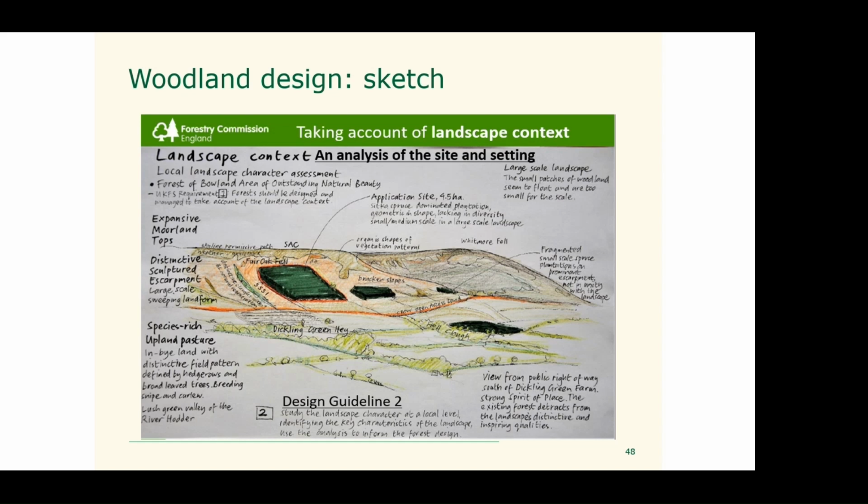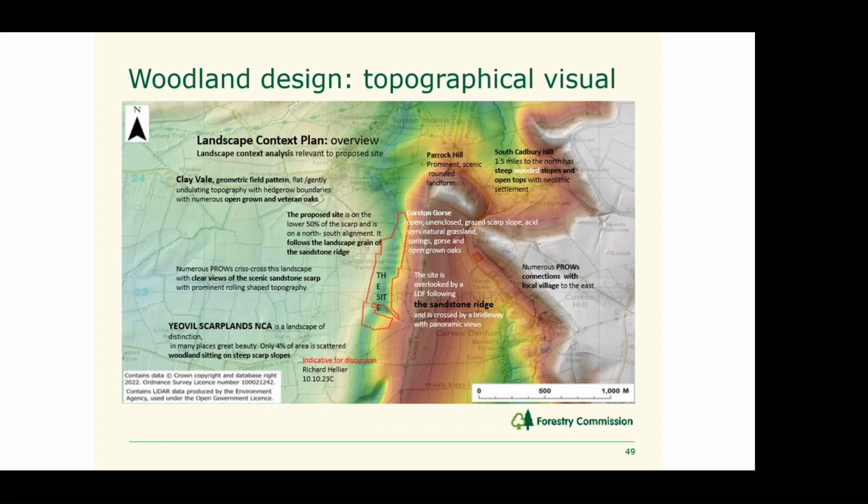It's handwritten, but it's picking up all those aspects in the setting that need to be considered and how the UKFS says you need to deal with it, such as study the landscape character at a local level, identifying the key characteristics. So I've been talking about that more in a more sophisticated way on a larger site.